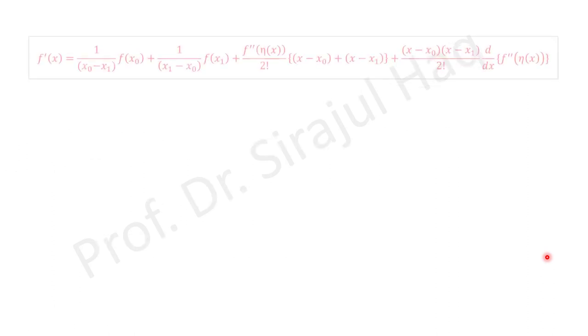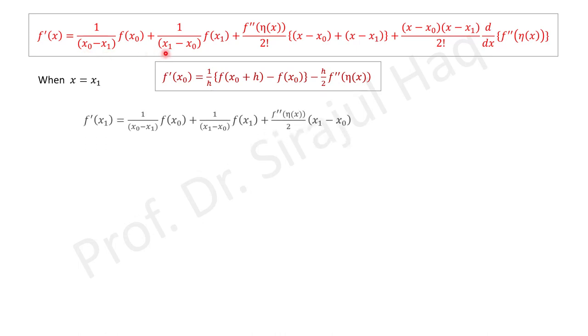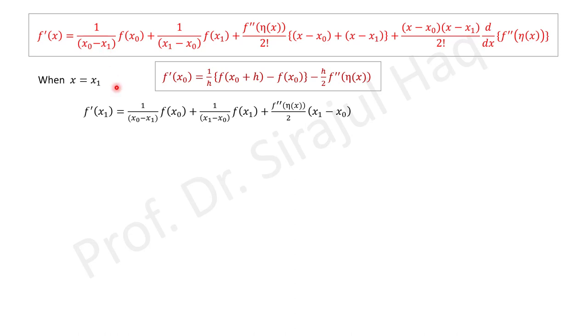Now, what will happen when I replace x by x1? So this is the previous expression which I reproduced, and this is the formula which we derived when x was x0. Now, let us substitute x is equal to x1 in this expression. So you can see now x0 minus x1 is there because we don't have x, and when x is equal to x1, this portion will become 0, and this will become x1 minus x0, and multiply by this term. At x is equal to x1, this part will become a 0.